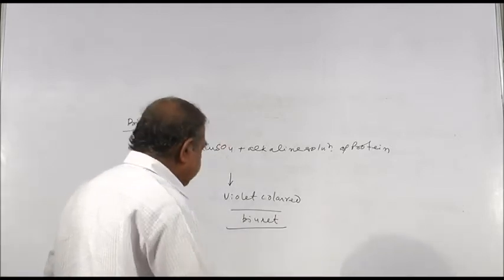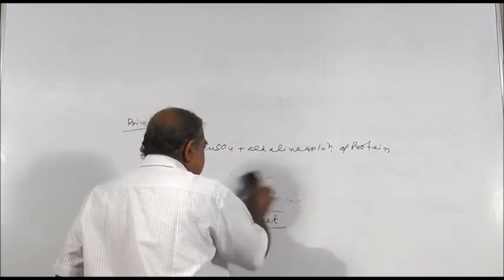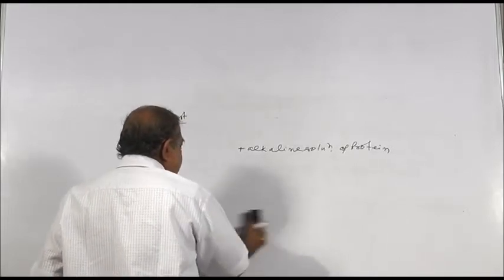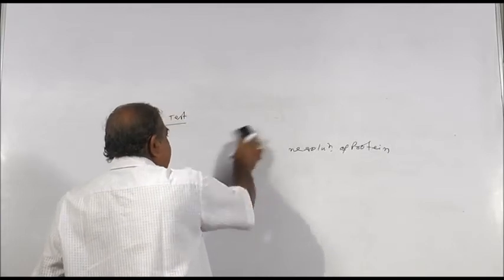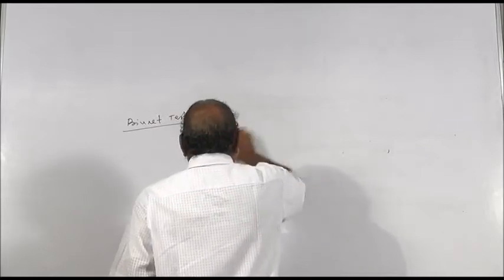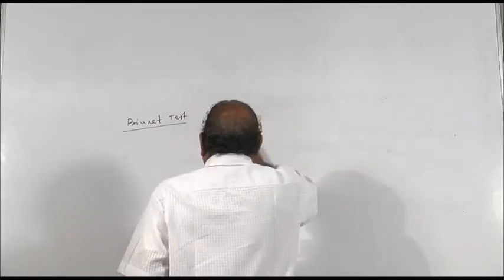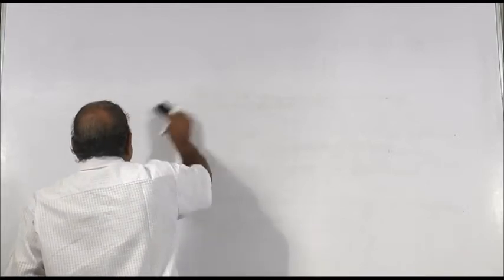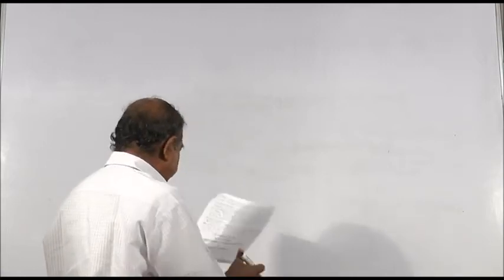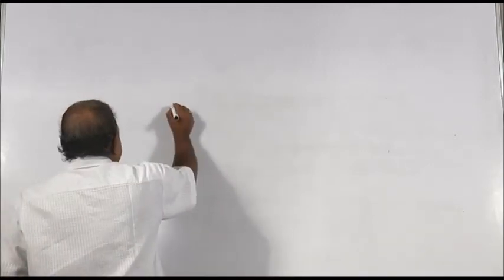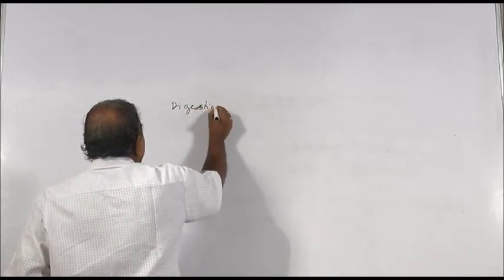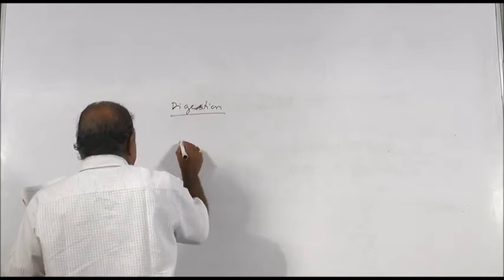Next we shall proceed to the digestion of protein. So to know whether protein is present or not, add copper sulfate solution to an alkaline solution of protein, when you will get a violet color, that is due to formation of biuret. Therefore this test is called biuret test, which indicates the presence of protein. Now during the digestion of protein, we take protein.